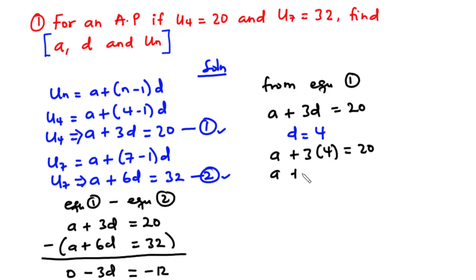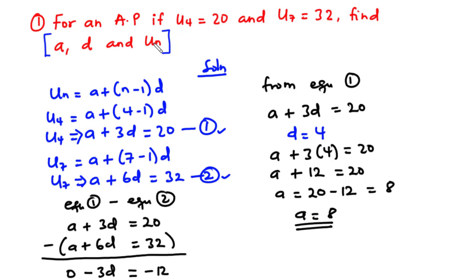So we have a plus, now 3 times 4 is 12. So we are going to transpose 12 to the right hand side, so that we have 20 minus 12, which is equal to 8. So the value of a is equal to 8.